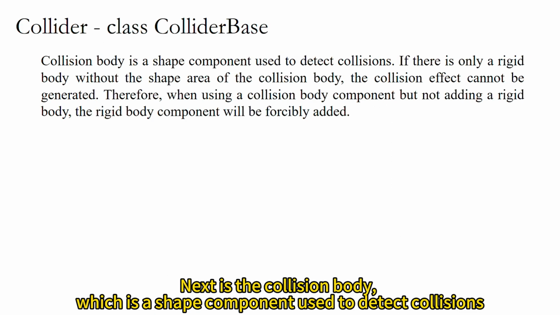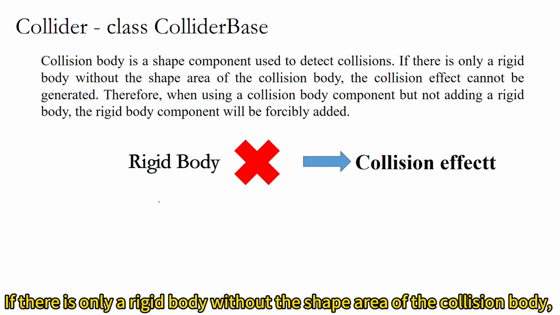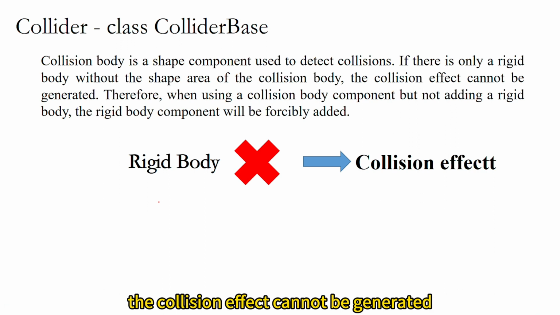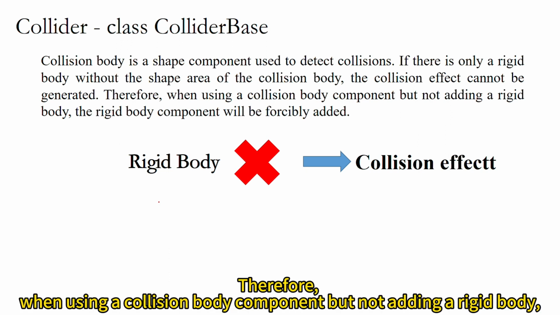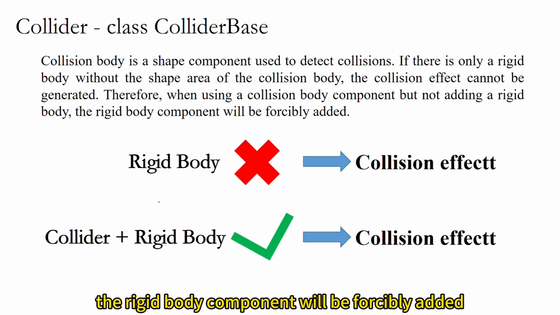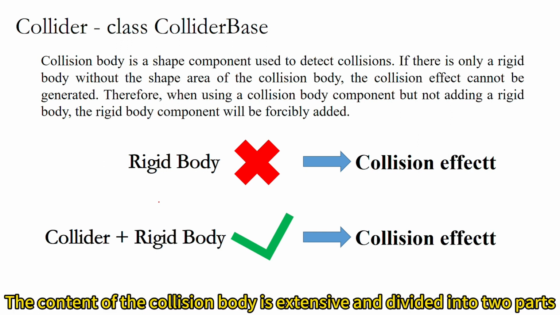Next is the collision body, which is a shape component used to detect collisions. If there is only a rigid body without the shape area of the collision body, the collision effect cannot be generated. Therefore, when using a collision body component but not adding a rigid body, the rigid body component will be forcibly added. The content of the collision body is extensive and divided into two parts.